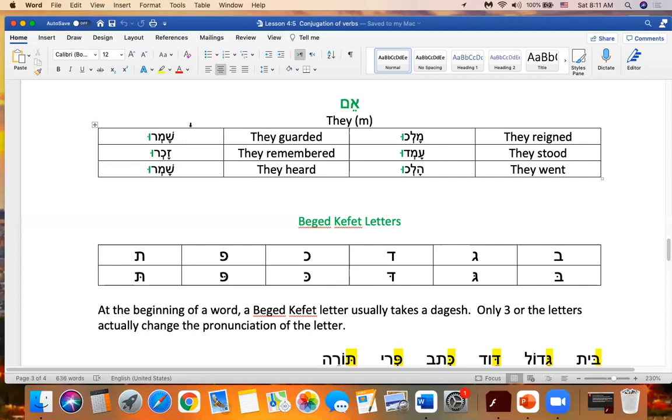Did I say they guarded right? Shamru. Oops, I got these wrong. They heard, Shamu, it's Shamu. Oh, I'm sorry, I did that one wrong. I will have to correct it. I'm glad I'm going through this. Sorry, so that one should be Shamu. Let me change that. Okay, let me change this here. Go to Hebrew. And that's an ayin. There we go. Sorry, you may have to change that on your paper too.